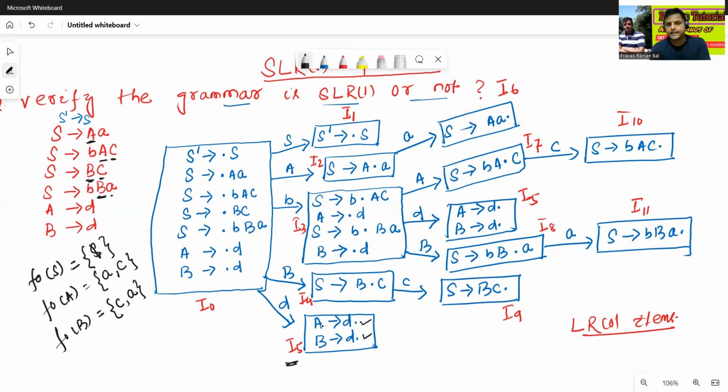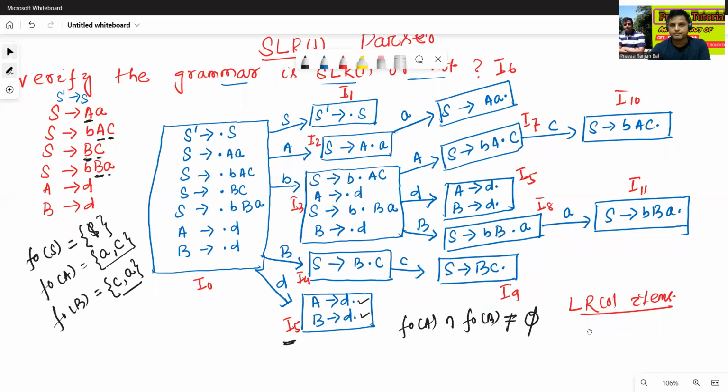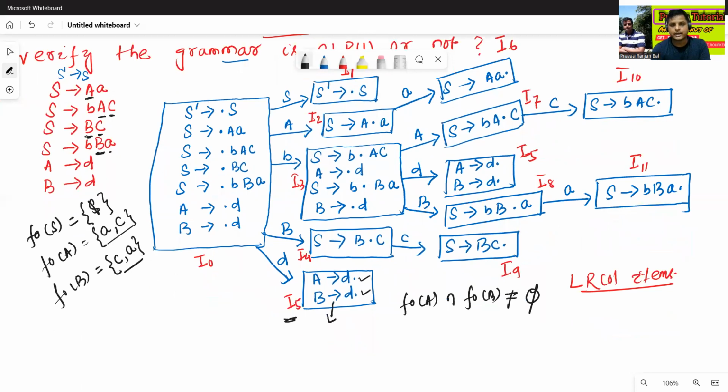Then A to epsilon dot is a reduce action, and B to epsilon dot is also a reduce action. Now we'll check whether follow of A intersection follow of B equals phi or not. Just check here. Follow of A is a, c and follow of B is c, a. So follow of A intersection follow of B does not equal phi, because it contains a and c. So the I5 state contains a conflict.